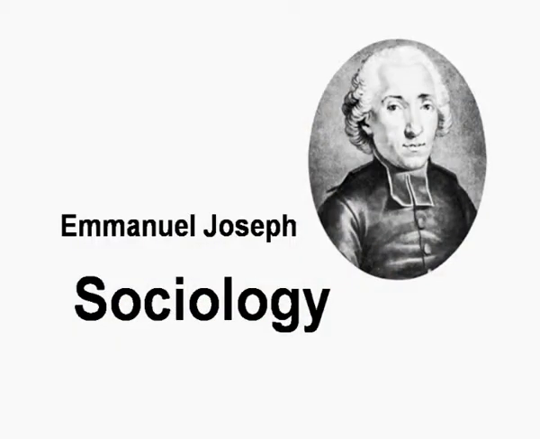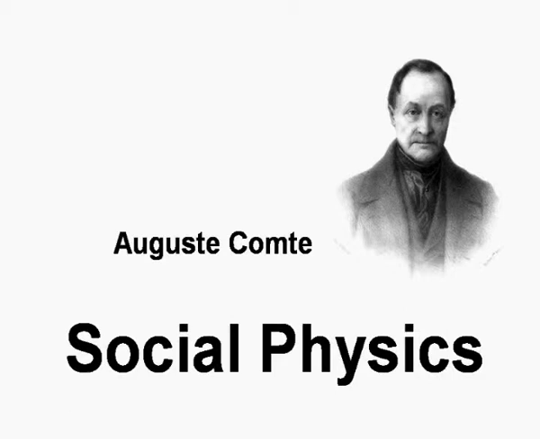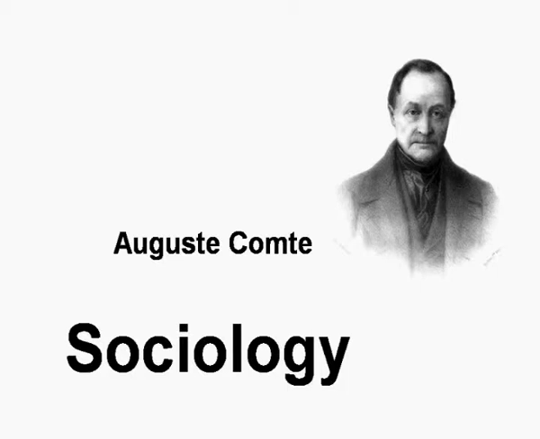The meaning of sociology is very important to know. The etymological meaning of sociology is science of society. A French essayist by name Emmanuel Joseph Sieyès coined this term sociology. Socius is the root word which means society or companion. Logos means science. Auguste Comte first used the term sociology to refer to this subject, but he first used the term social physics. Later on he gave up the term because he thought social physics is not very appropriate to refer to the subject sociology.